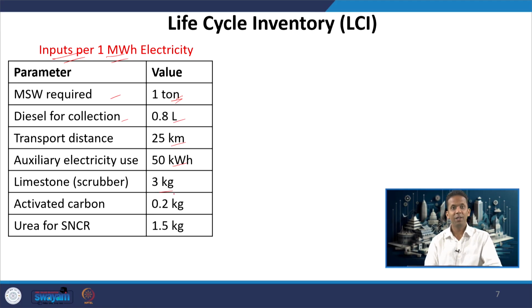Limestone is required in the scrubber. So, per megawatt hour, that is per 1000 units of electricity, you need 3 kg limestone. Activated carbon is required in those bag filters and all. Then urea is required for catalytic reduction of maybe flue gases. So, that is 1.5 kg. So, that is the input per 1 megawatt electricity, mainly on the MSW and the auxiliary side.